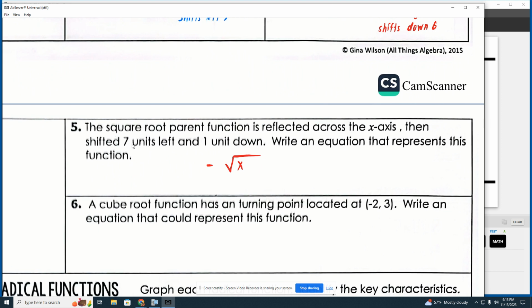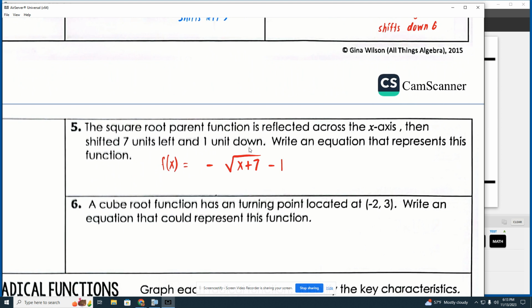Then it shifted 7 units left. Guys, where does horizontal shift happen? Inside. Now 7 units left, I think -7. But remember, on the inside, it's the opposite. So instead of it being -7, it's actually +7. And then it says 1 unit down. That's vertical shift. That happens outside. And remember the rule? It is what it is. So 1 down means -1. So there you have it. There's a function that has all of those pieces to the puzzle.